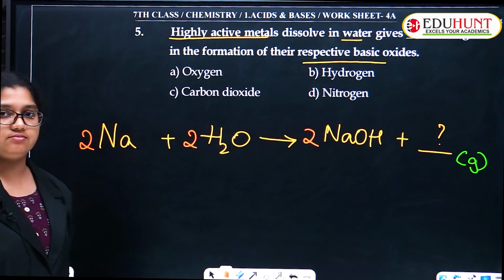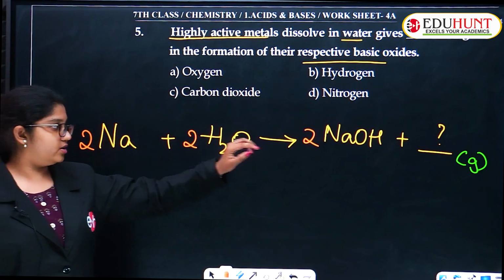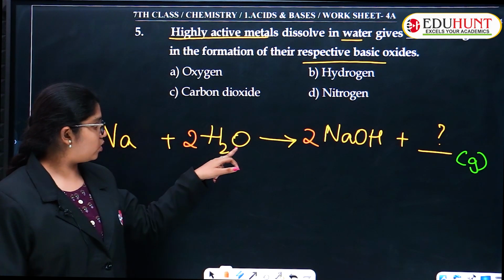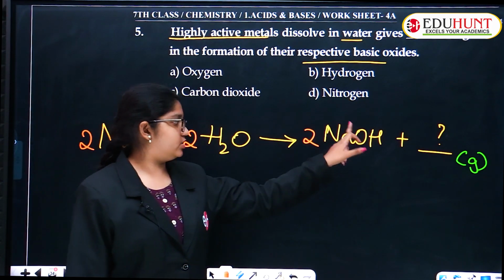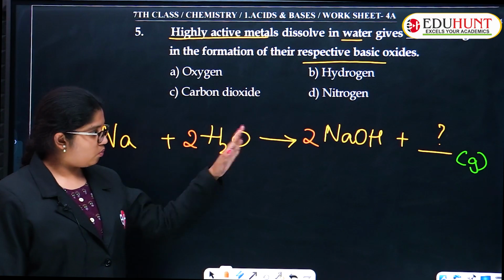Come on, balance it. 2 Na, 2 Na, okay. Now here O is 2, so I got O as 2. H is 2, I got H. Here 4, 2 2s are 4, no? What is left over? 1?